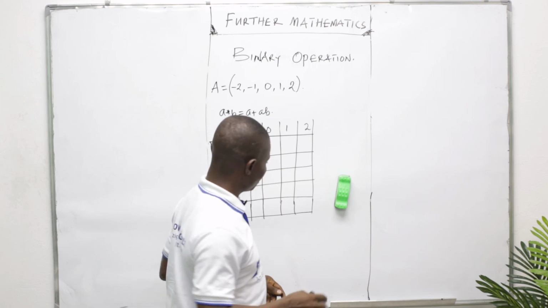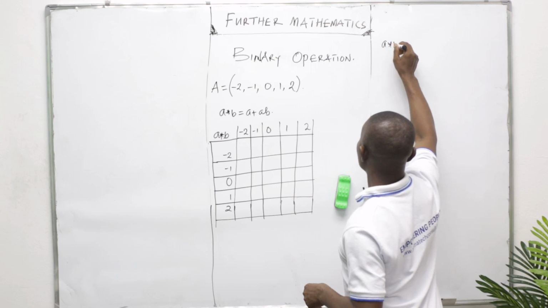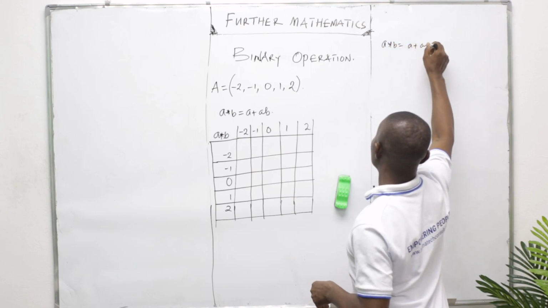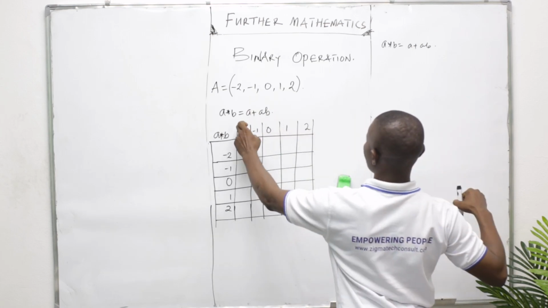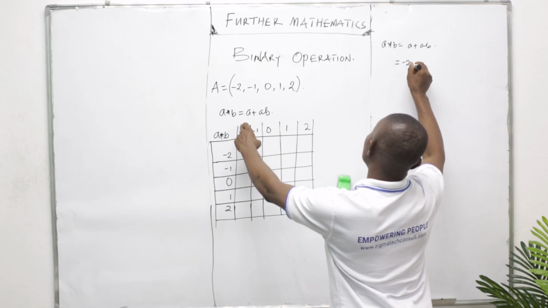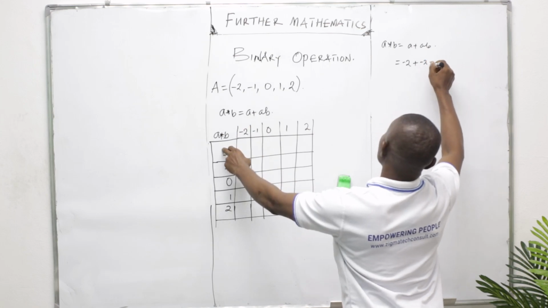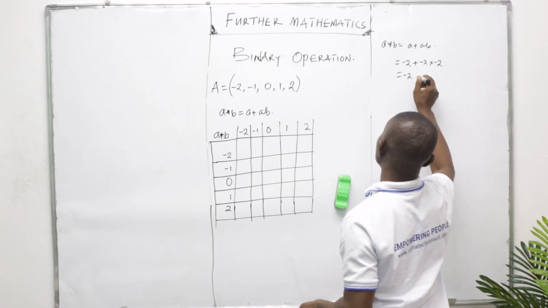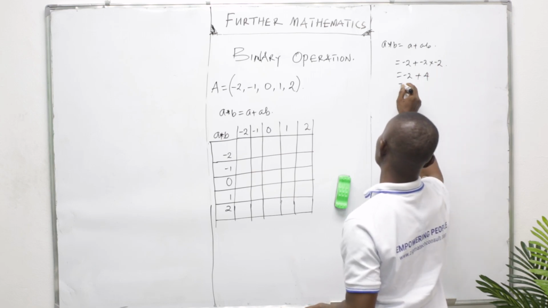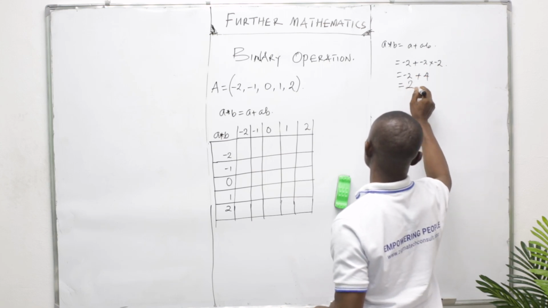Now, the whole journey starts from here. Recall that A operating on B equals A plus AB. Meaning, if here is for A, I'm starting with this. This will give me -2 plus -2 times -2. This will give me -2 plus 4. The solution becomes -2 plus 4 equals 2.